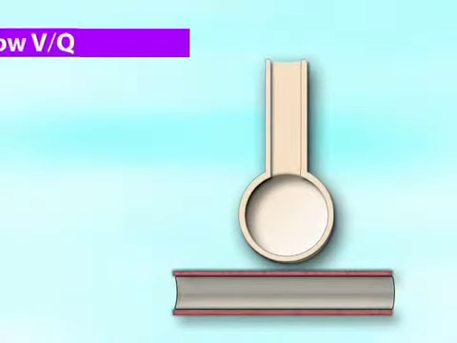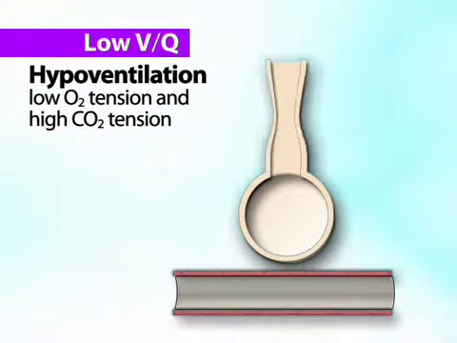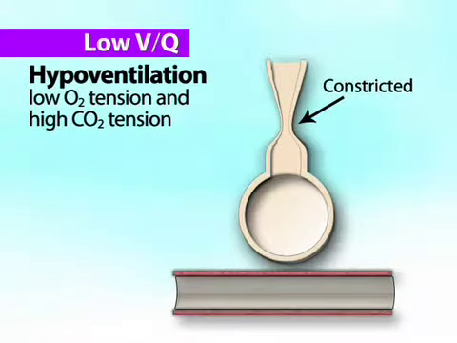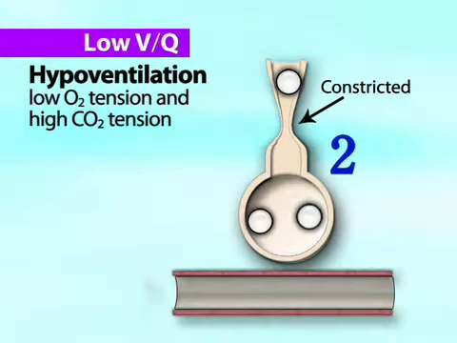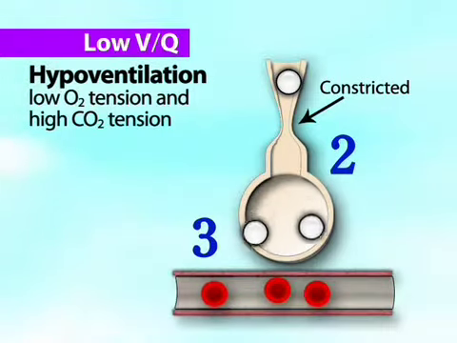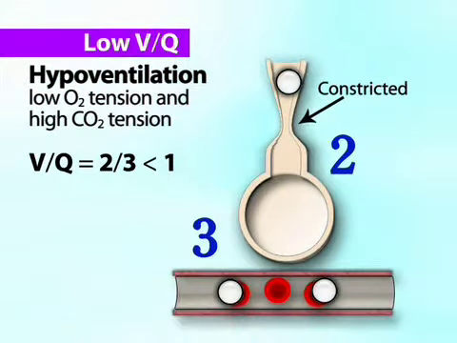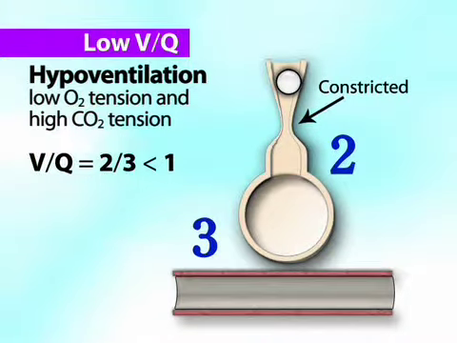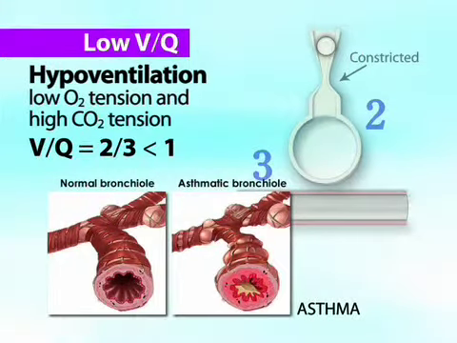On the other hand, low VQ or zero VQ are states of hypoventilation wherein there is low oxygen tension and high carbon dioxide tension. In a low VQ, the RU receives inappropriately low ventilation relative to its perfusion, just like when an RU receives 2 LPM of ventilation and 3 LPM of perfusion. Then, the VQ ratio is 2/3 or less than 1. In this case, not all blood flowing into the RU is allowed to undergo gas exchange. This is known as alveolar shunt. This type of VQ is pathologically exemplified in asthma.